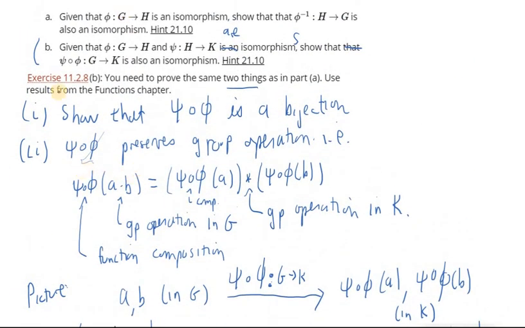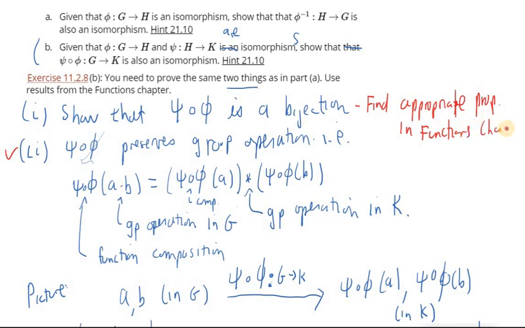Part 2 is okay. Now I didn't do part 1. For part 1, you should find the appropriate proposition in the functions chapter. There's a proposition that addresses this, that if you've got two bijections, what that tells you about the composition of two bijections. All right, so that's it.